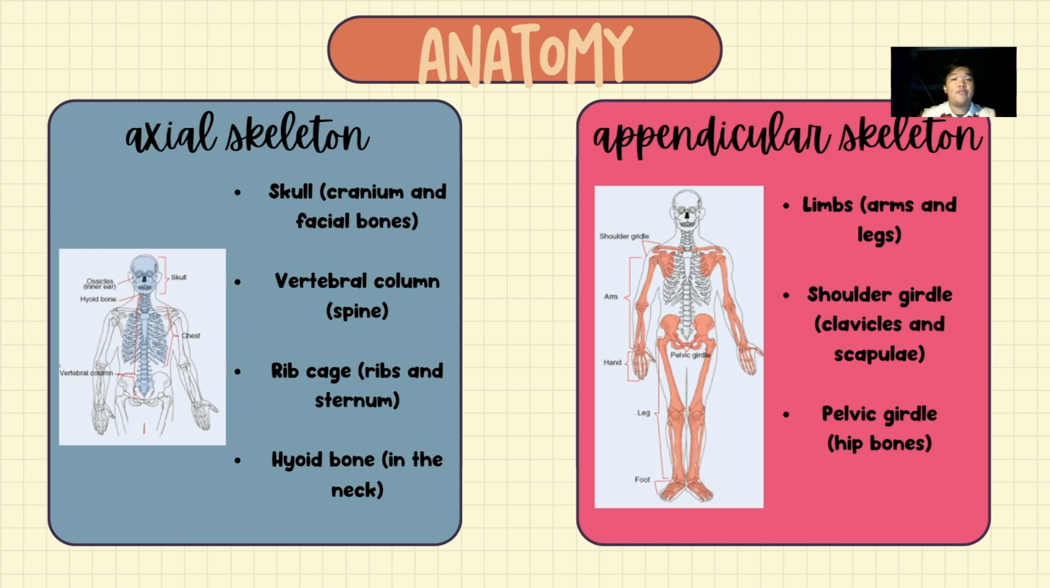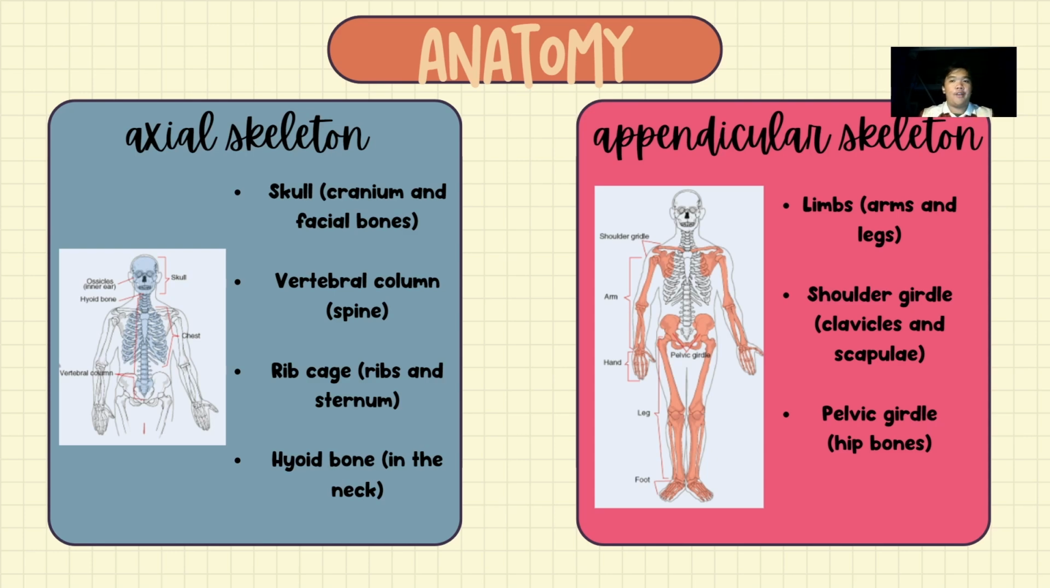It is divided into two parts, which are the axial and appendicular skeleton. First of all is the axial skeleton, whereby there are the skull, vertebral column, rib cage, and hyoid bone. And the appendicular skeleton consists of limbs, shoulder girdles, and pelvic girdles. You might be thinking, what is the difference between the axial and appendicular skeletons?